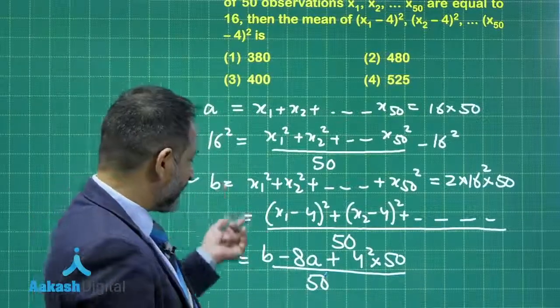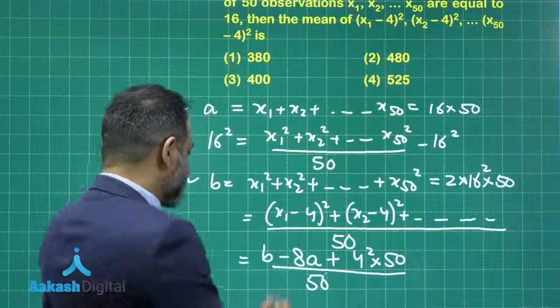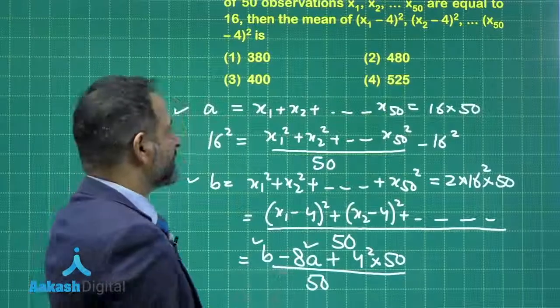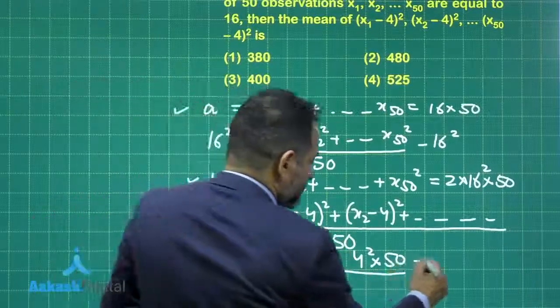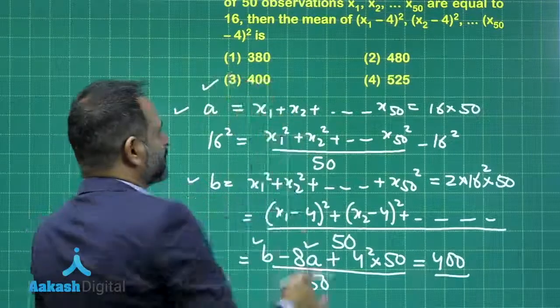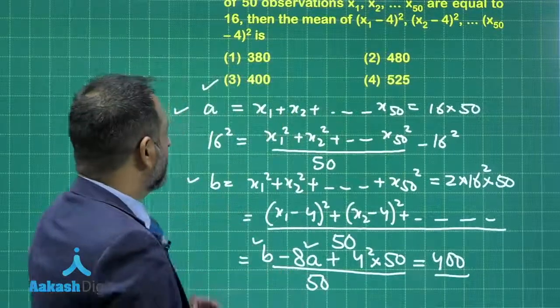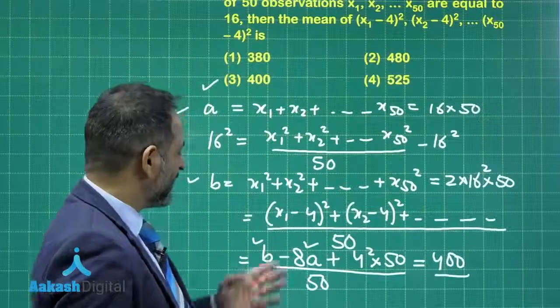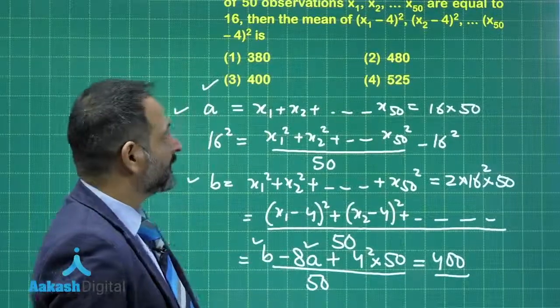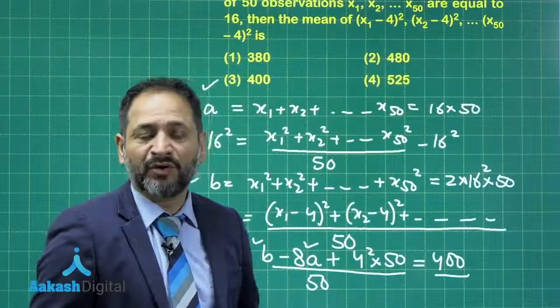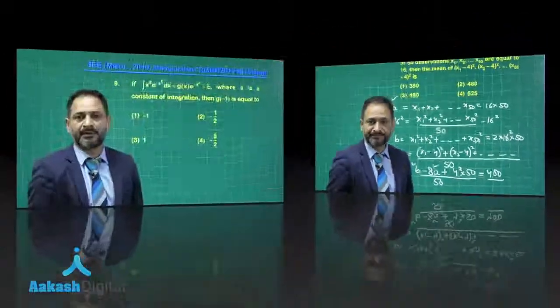You know the value of A, you know the value of B. If you put A and B here and you know all other values, you will get this value, that is the mean, equal to 400. So the point was simply writing the data in a correct way and then calculating the required mean. So again an easier one. Let us move on to the next problem.